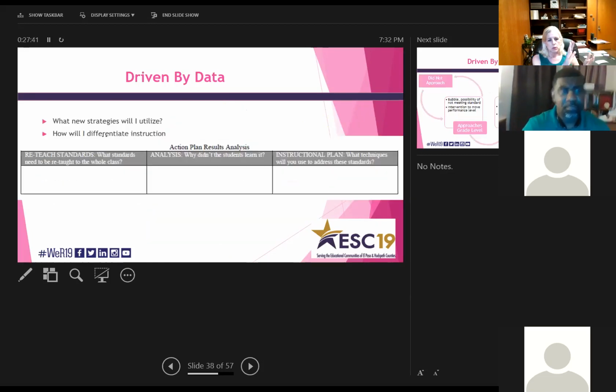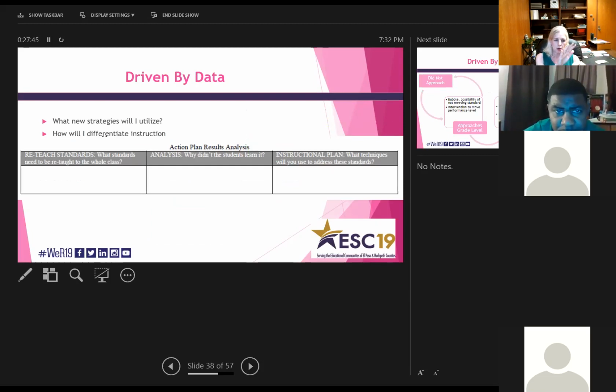Well, once you analyze it, we identified in that data chart, remember column 8, what were some standards we needed to reteach. Now, if I just looked at that chart and went, oh, okay, and I didn't do anything with it, more than half the students didn't master a standard. Do you think they're going to master it unless I do some intentional reteaching? No, of course not.